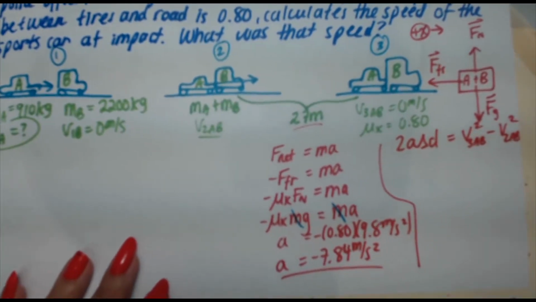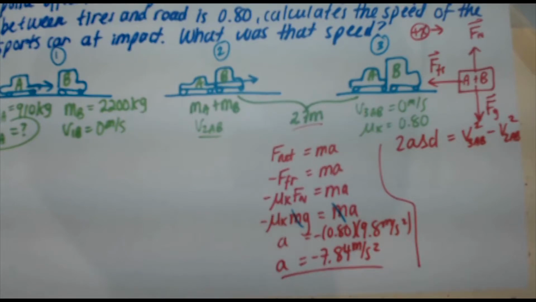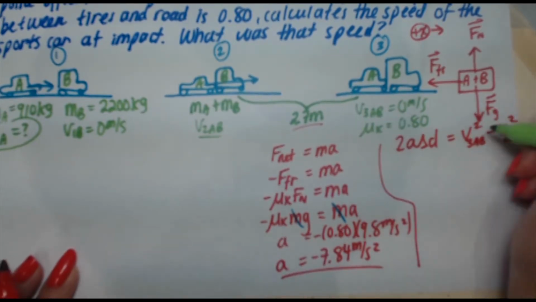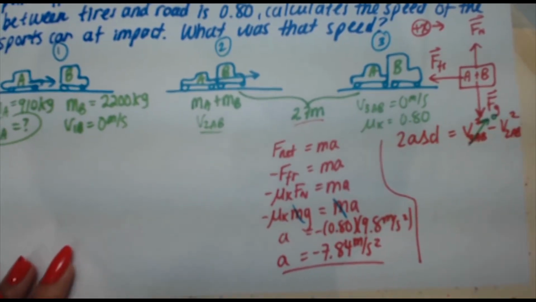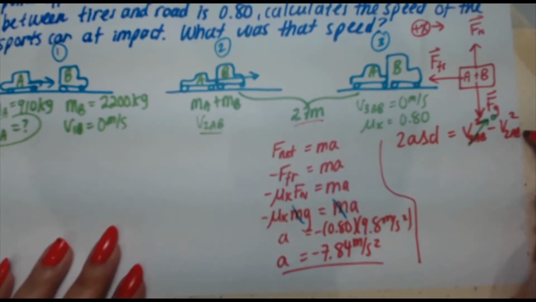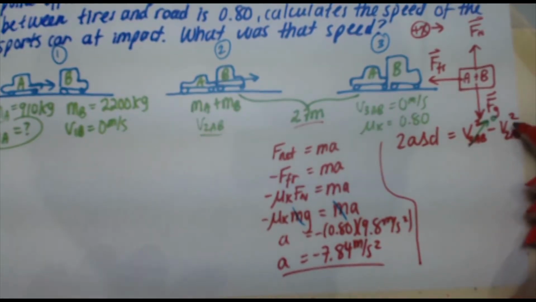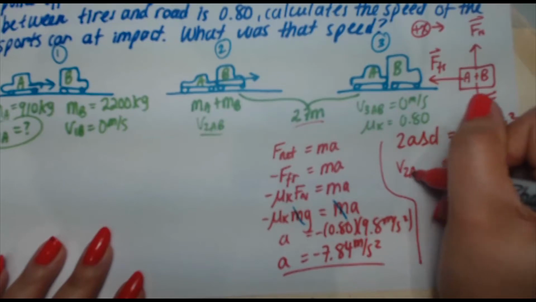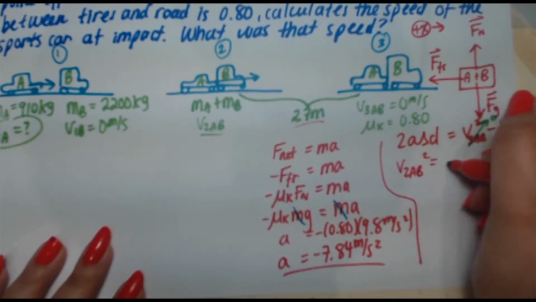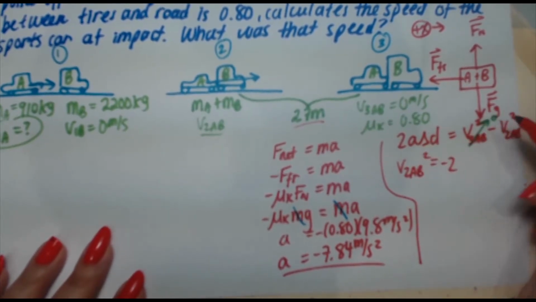Okay, normally it's V2 squared minus V1 squared. Now, V3AB is 0, so that's awesome. That just disappears. So 2a delta D equals minus V2AB squared. That's what I'm looking for. Okay, so I'm going to rewrite this as V2AB squared equals negative 2. So I just brought the negative to the other side.